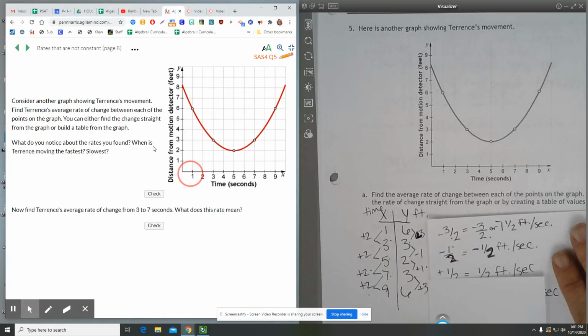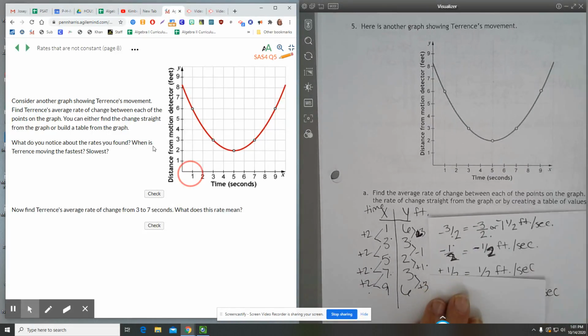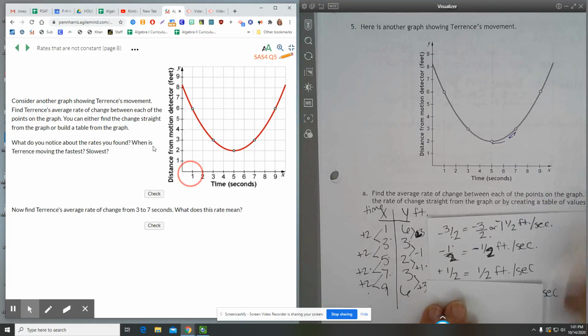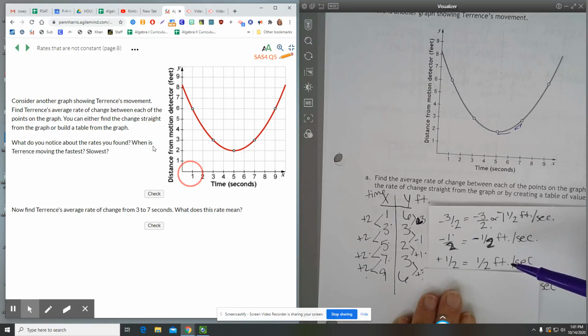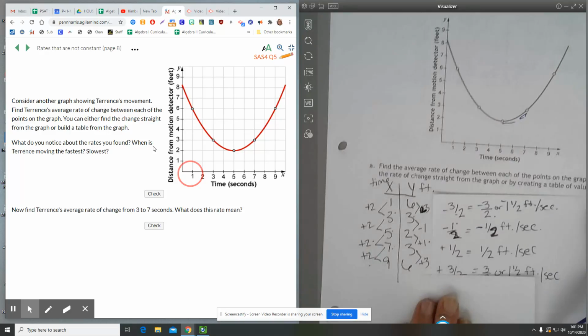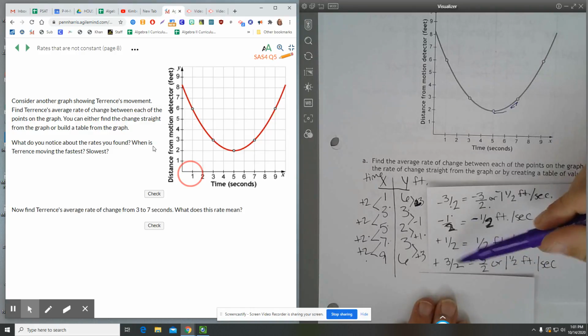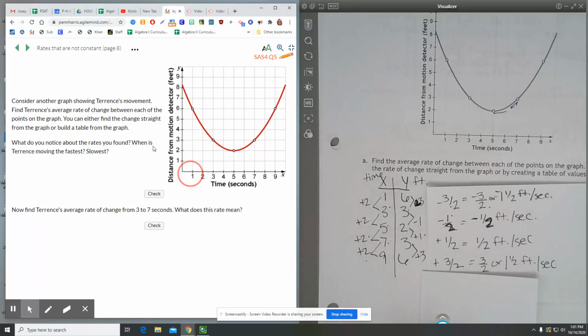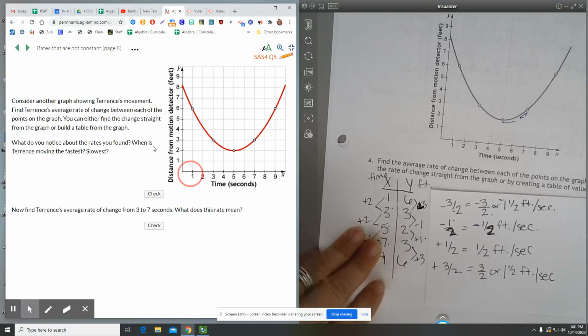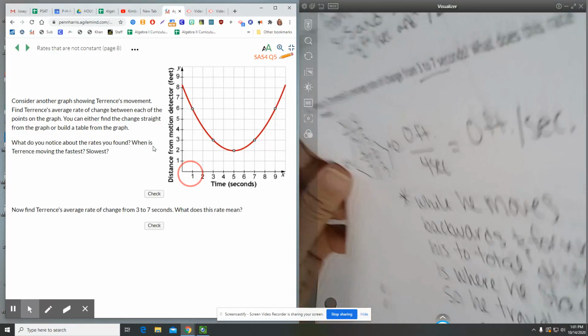From 5 to 7 seconds, we changed direction here. Instead of getting close to the camera, he started getting further away again. And he was going at a rate of 1 over 2, 1/2 foot, so a half foot per second. And lastly, between 7 and 9, he picked up some speed here and went 3 over 2, or 1.5 feet per second.